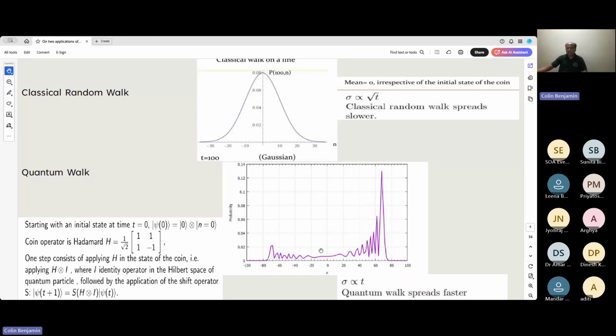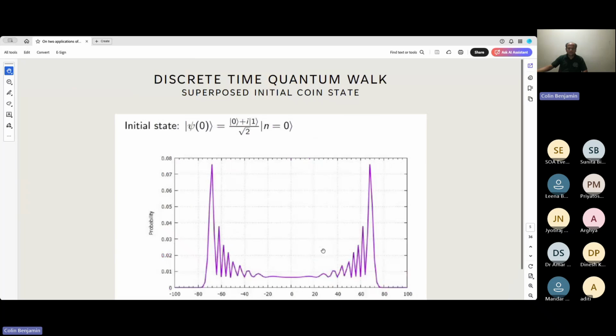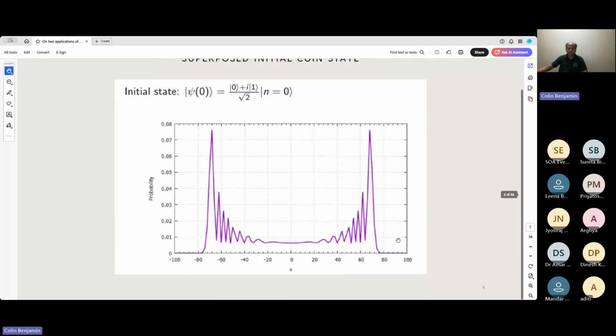And that can be utilized in search algorithms and many other algorithms where quantum walks, if they are implemented in quantum algorithms, give us a better result as compared to the classical algorithms. So now I showed you that it is an asymmetric probability distribution. Now, if I had taken an equal superposition of my initial state, such as this, then I would have got a symmetric probability distribution as well. But the spread in this case too would be going as t, not as square root of t.